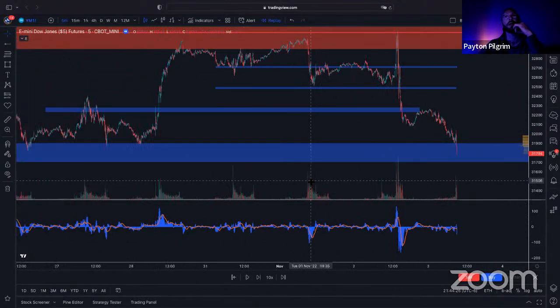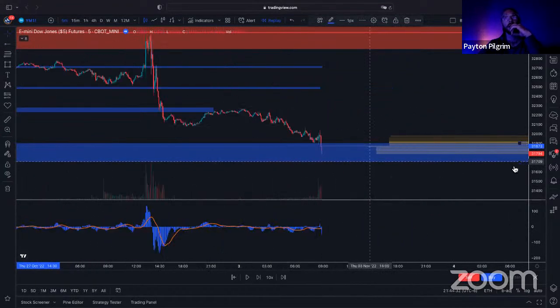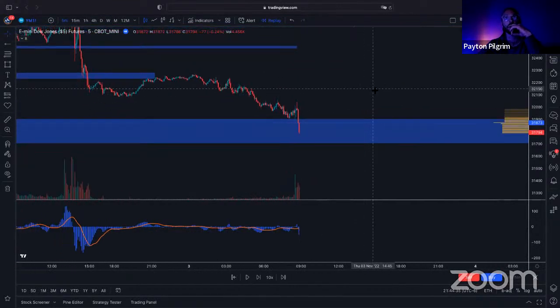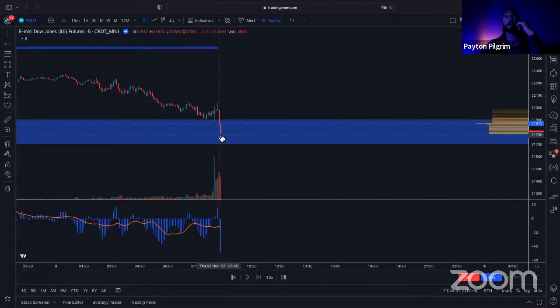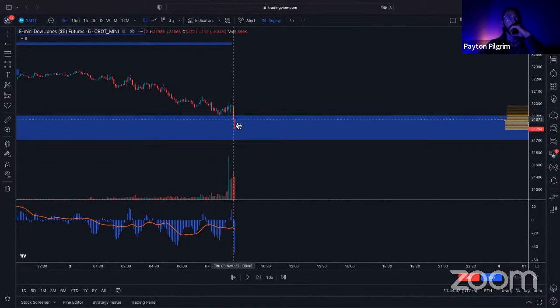So we're breaking lower. We'll mark this level. Mark these lows off. And we're starting to get that break. I would say this is the trade right here.